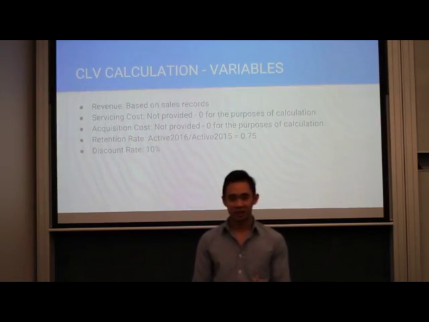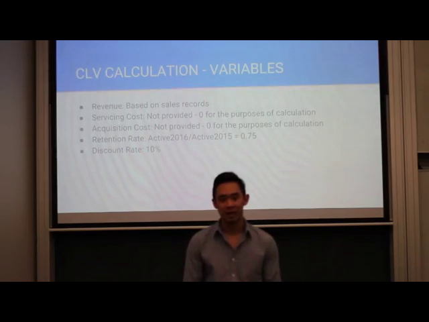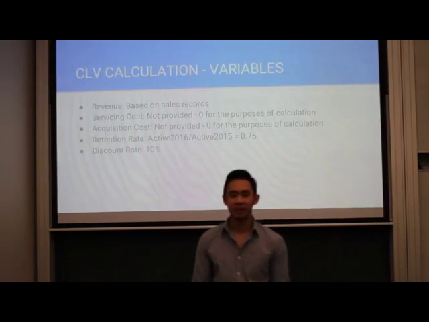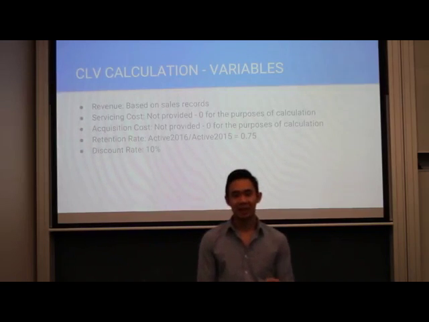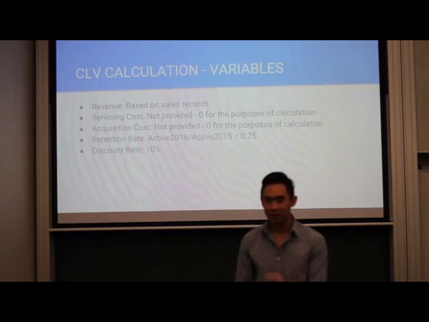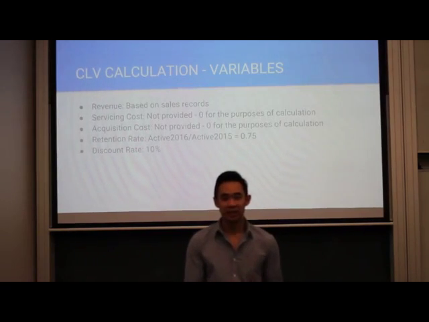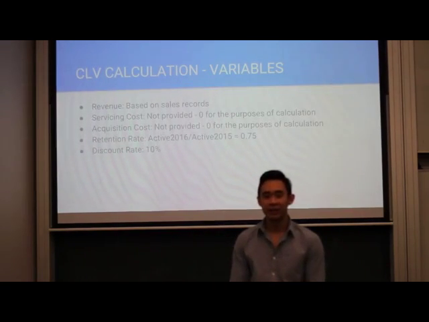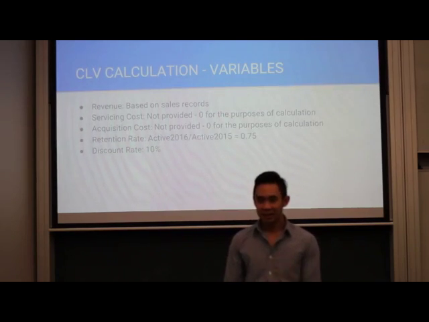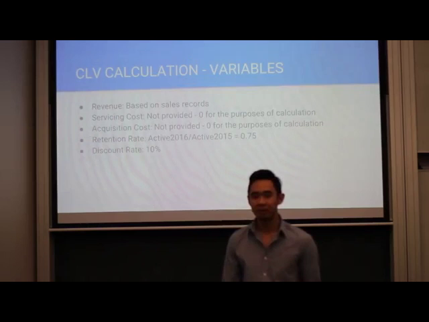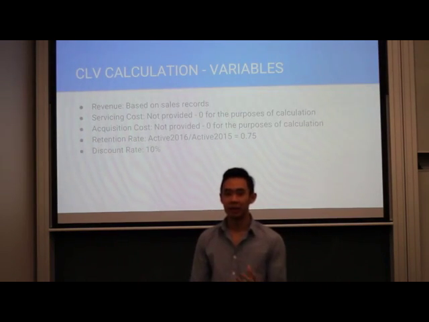The acquisition cost and servicing costs were not provided to us by FGP, so for the sake of this calculation, we assume them to be 0. When FGP receives this data, they can manipulate this formula based on their costs. The retention rate was simply the customers active in 2016 as a percentage of those active in 2015. And the discount rate we used was the industry standard used by most research papers, which was 10%, as this is the general return on investment.